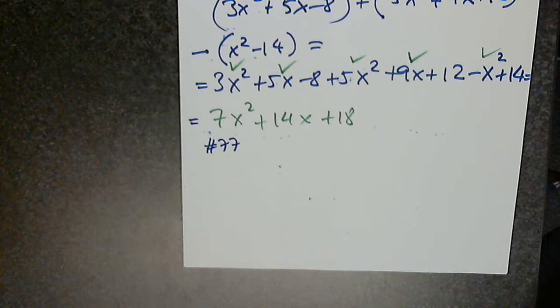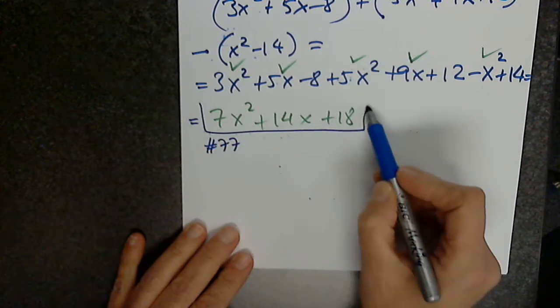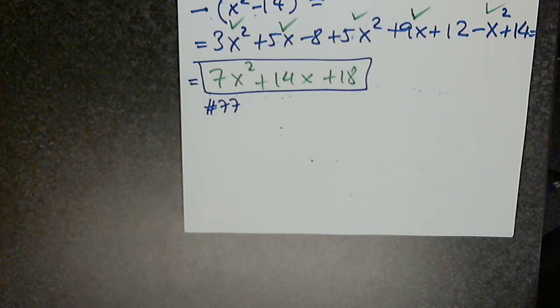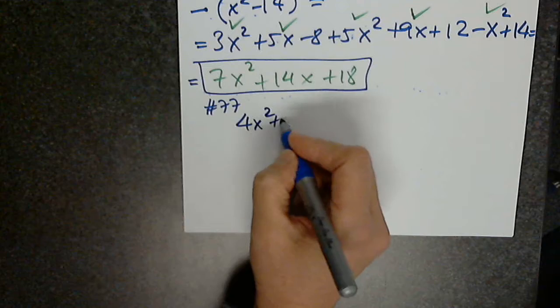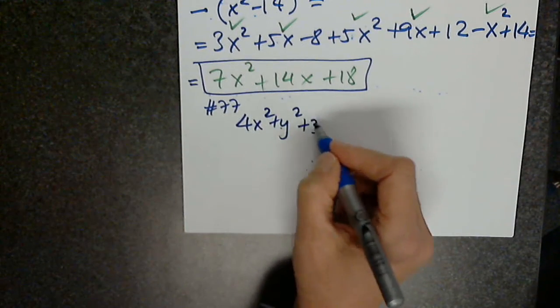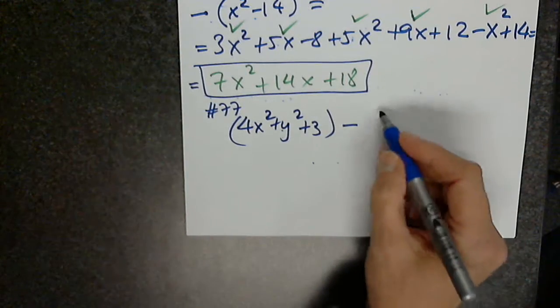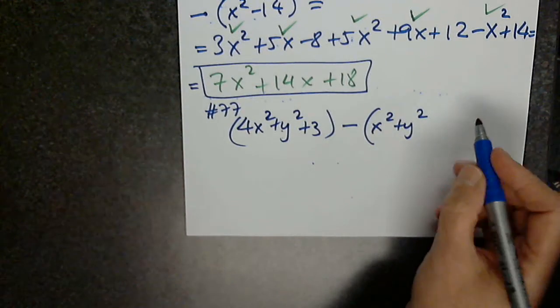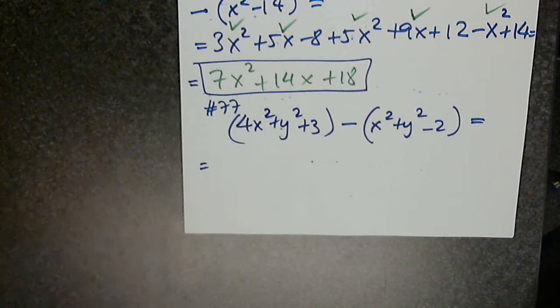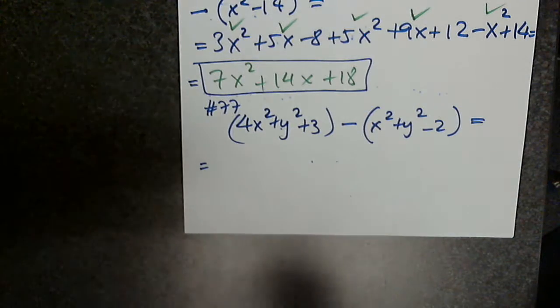Any questions on this problem? 4x squared plus y squared plus 3 minus x squared plus y squared minus 2. I'm sorry? That's true. I just copied the problem the way it was. But you're correct. Yes. So can anyone dictate the intermediate step?